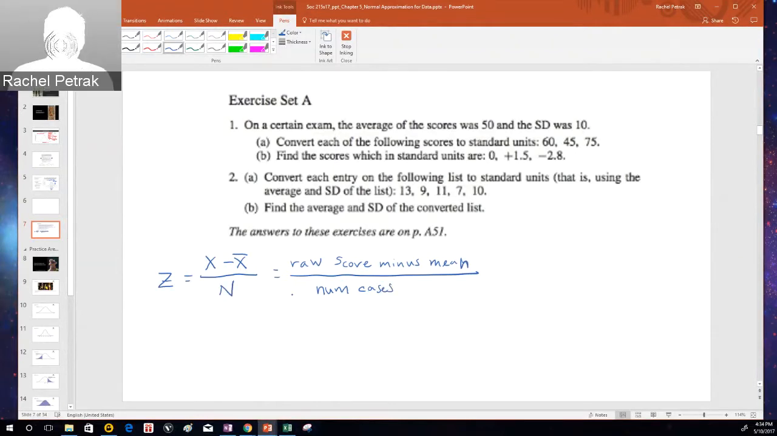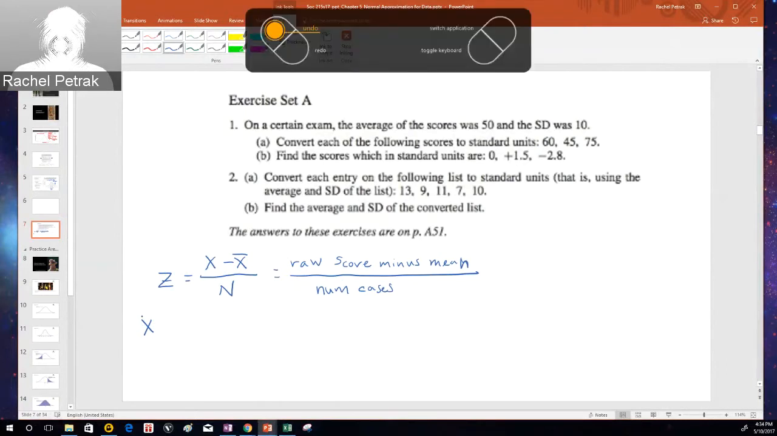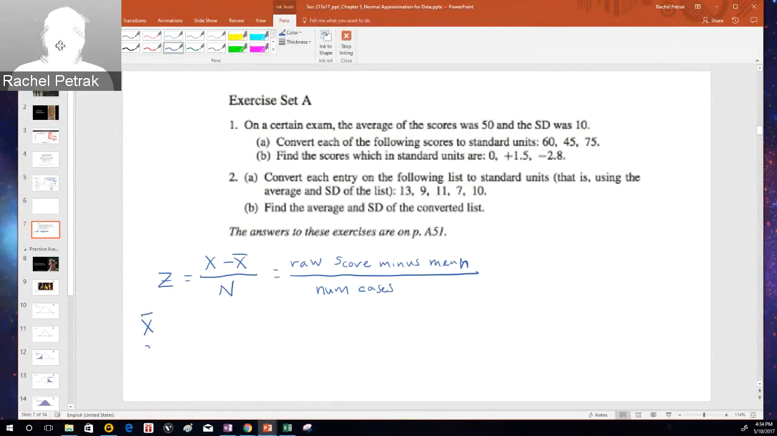Okay. I'm going to proceed with using the formula shorthand, but I've written it out here to help you with the conversion. So let's just quickly look at a couple of these scores. If we convert them to standard units, let's look at 60. We need to know a couple of values before we start these calculations. We need to know the mean, and we need to know the standard deviation.